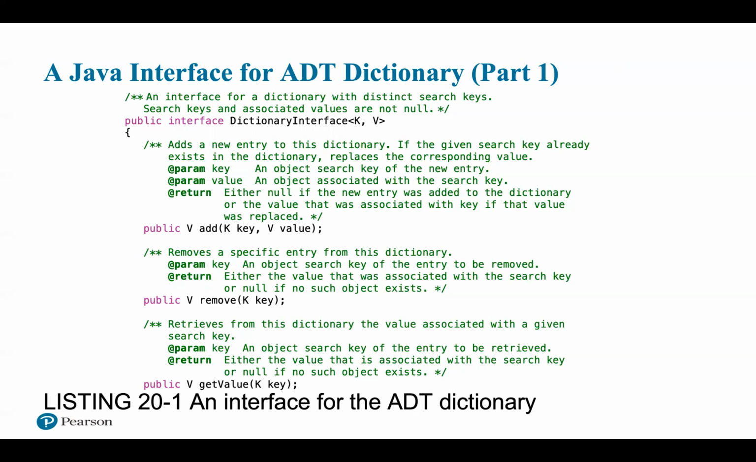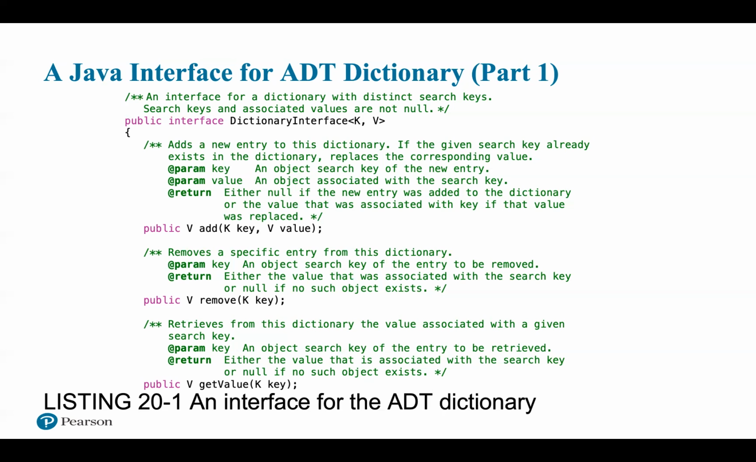So here is a listing of the Java interface for an ADT dictionary. This specifies distinct key searches. The add method replaces the value associated with the search key that is already in the dictionary. Note that this method is not a void method as indicated in our initial specifications. Like the interfaces for the ADT list and sorted list, this interface specifies the data type of the entries generically.